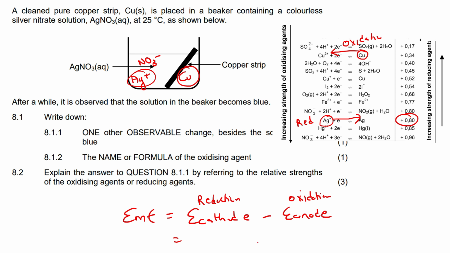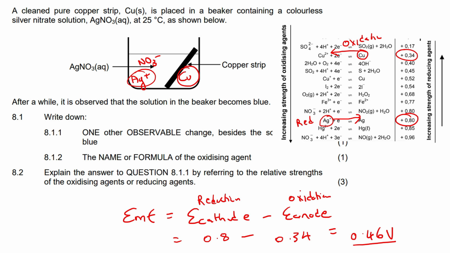The reduction value is 0.8. The anode value is 0.34. And if you work this out, none of this is for marks, by the way. I'm just busy explaining to you what is actually happening in this question so that you can have a much more comfortable idea of what is actually going on. 0.46. What that tells us is that this reaction will happen automatically by itself. There does not need to be any battery supply, nothing.